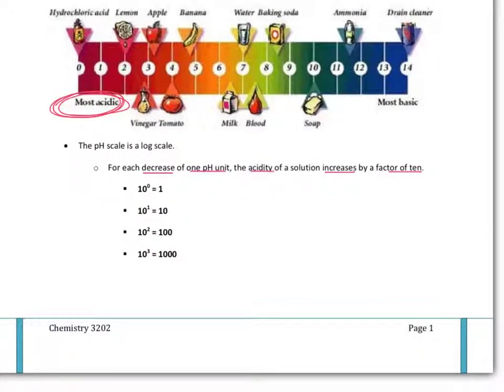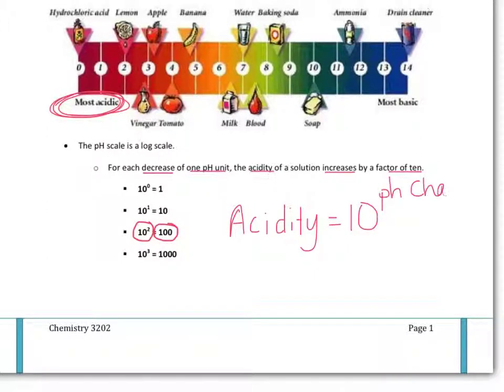For each decrease in 1 pH unit, the acidity of a solution increases by a factor of 10. That means if we decrease by, say, 2 units in the pH scale, the acidity of the solution will increase by a factor of 100. If we want to make a general formula for this, we can write that the acidity is equal to 10 to the pH change.